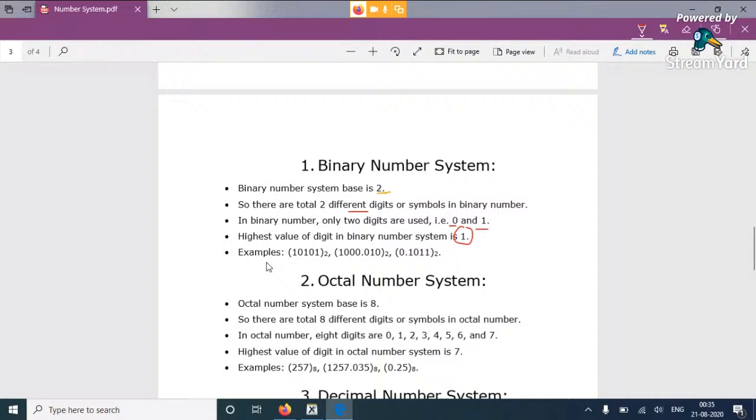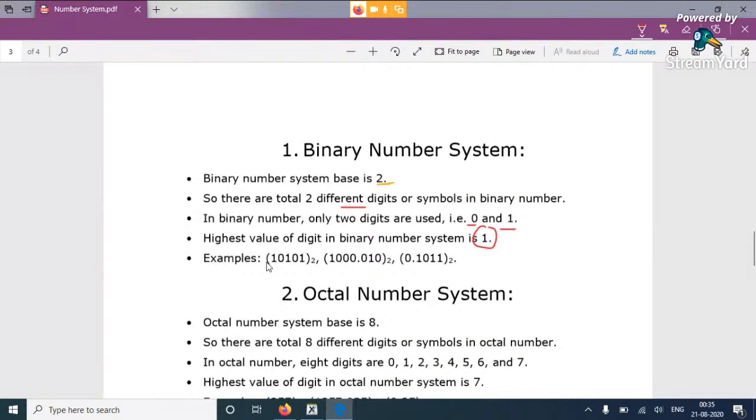Here is an example of how we write a binary number: 10101 base 2. This number consists of only 2 symbols, 0 and 1. Similarly, this one also has 0 and 1. So in the binary number system, numbers can be represented using only 0 and 1.